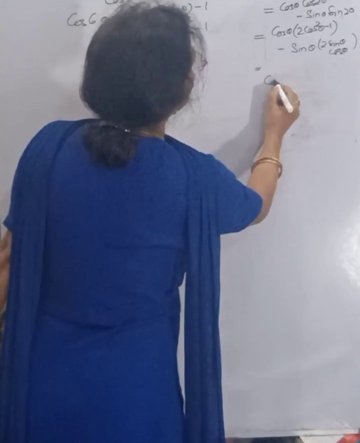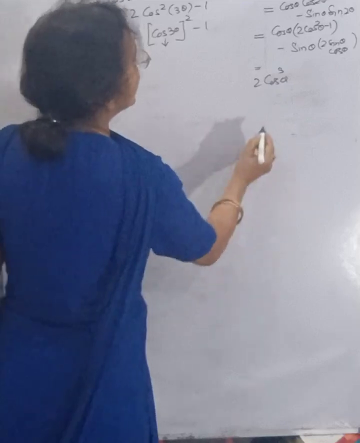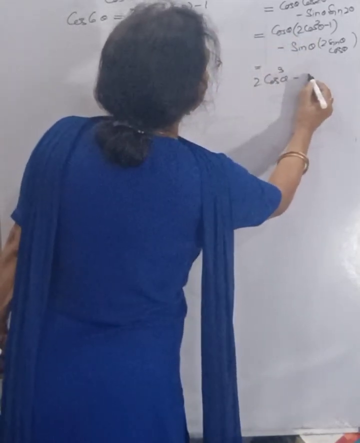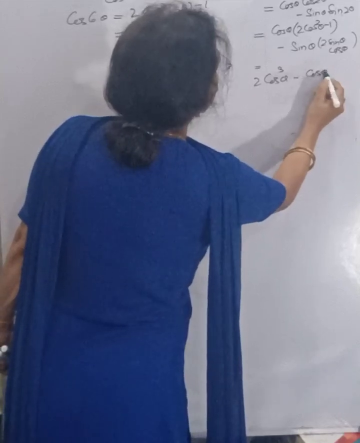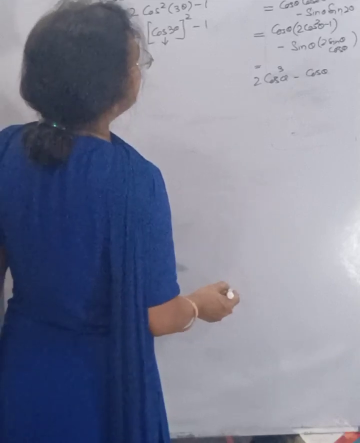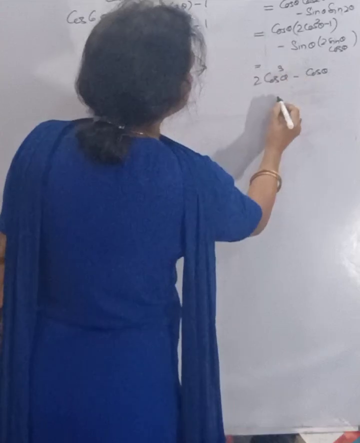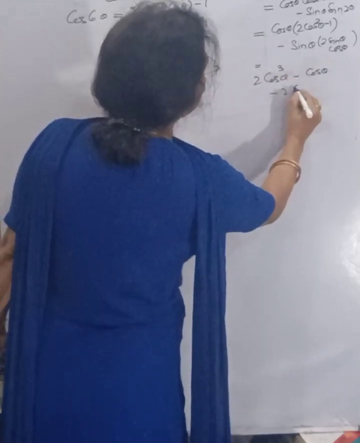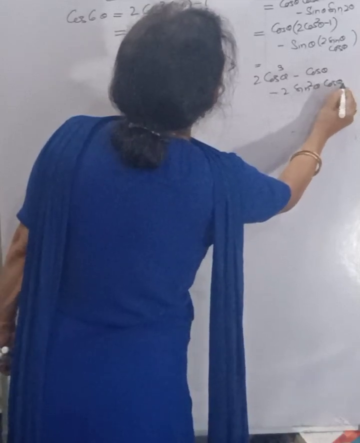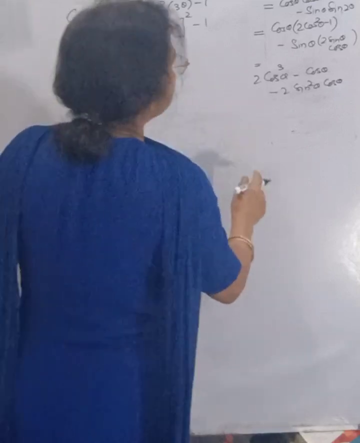This will be cos of theta times 2 cos cube theta minus cos of theta, simple. Okay, clear? And this sin theta inside there, this is 2 sin square theta into cos of theta. Now there is still sin, this sin is also to be removed.